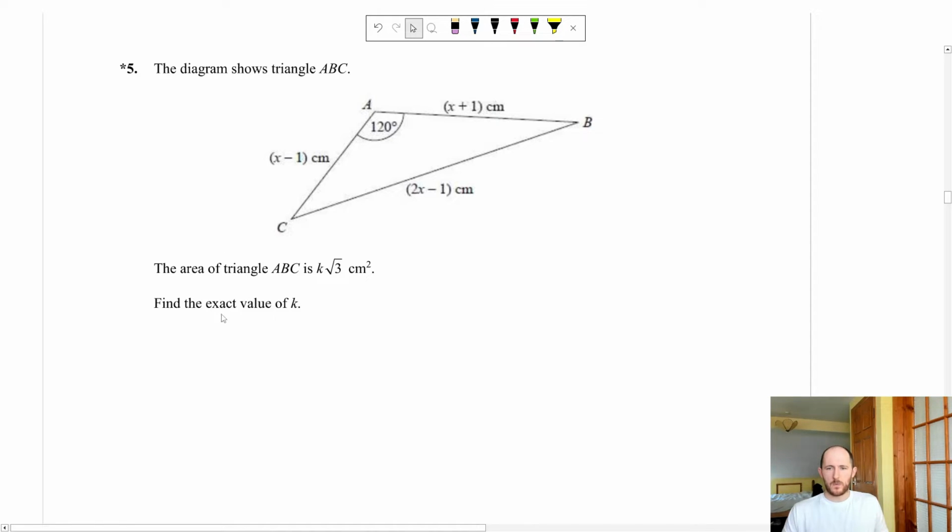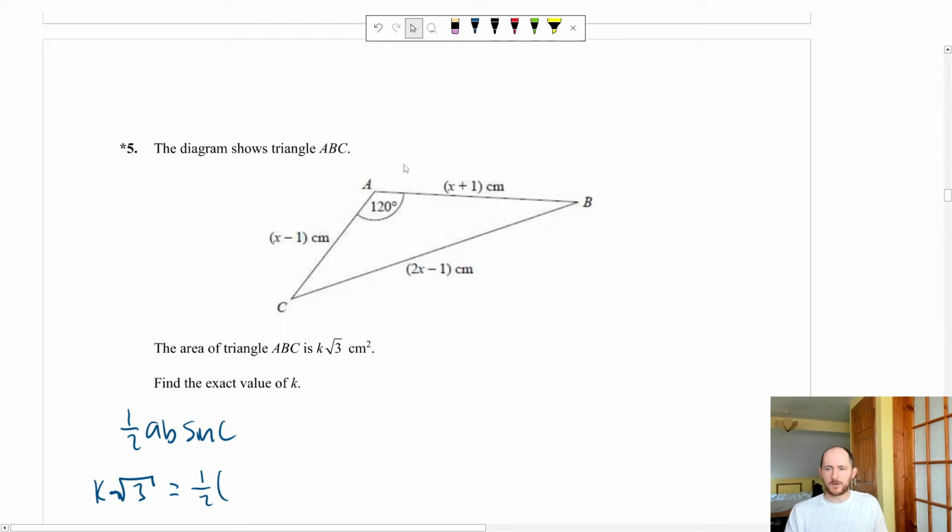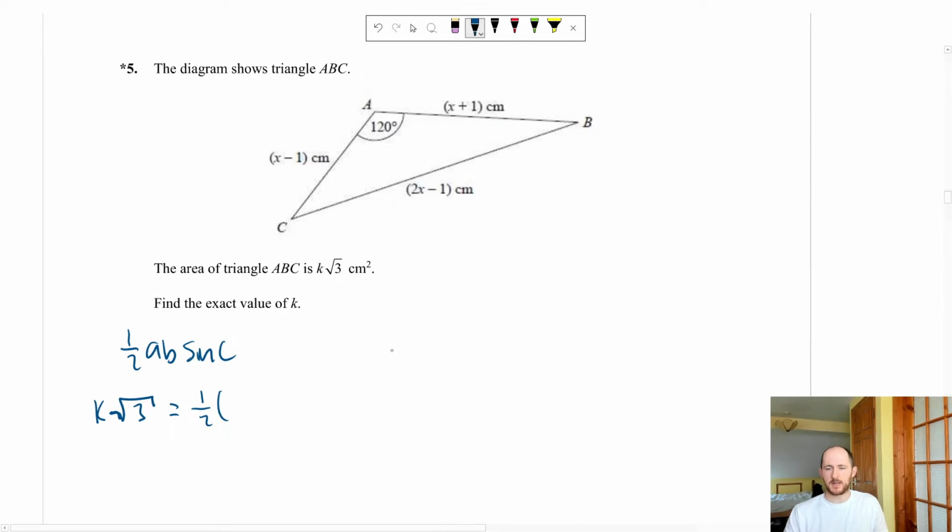So we have to work out the exact value of k, and they've given me that the area is k root 3. So with my brain, I'm thinking, okay, I'm going to be using the formula half AB sine C. So why don't we write out that actual expression? So we're going to have k root 3 equals half. A is, well, don't forget, it's the sides that are next to it. So x minus 1, x plus 1.